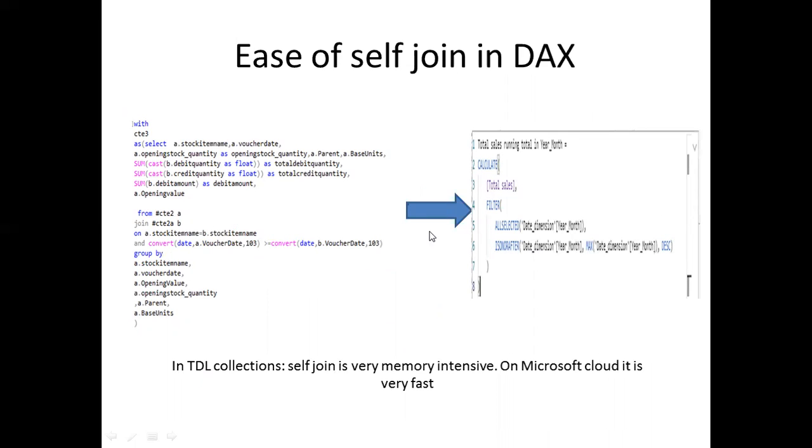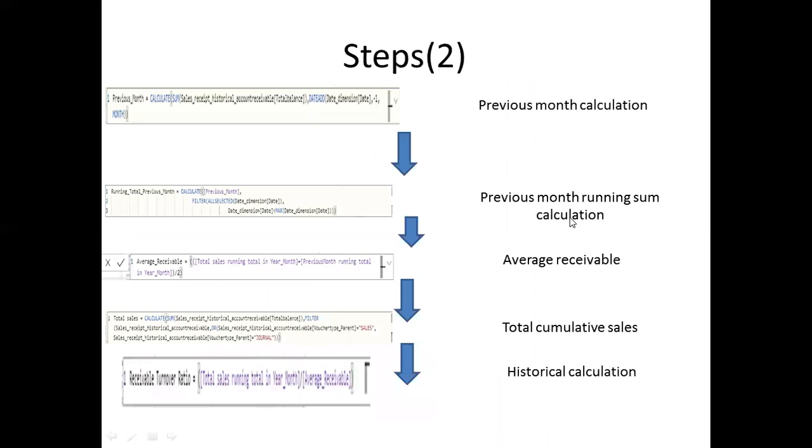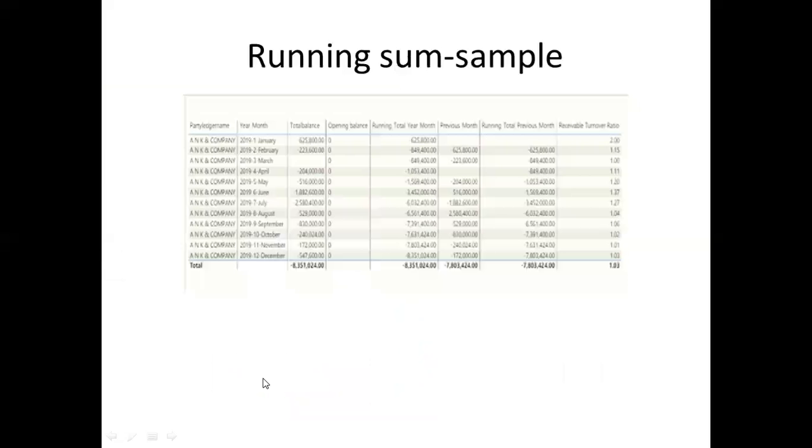Now, this is the ease with which you can actually do it. DAX allows you to do the self join with great ease. So all selected is something which helps you to do the join with a lot of ease. Then if you need to do the previous month's calculation, this is how DAX does it. Previous month's running sum calculation. You do it for average receivable and then you get the historical turnover.